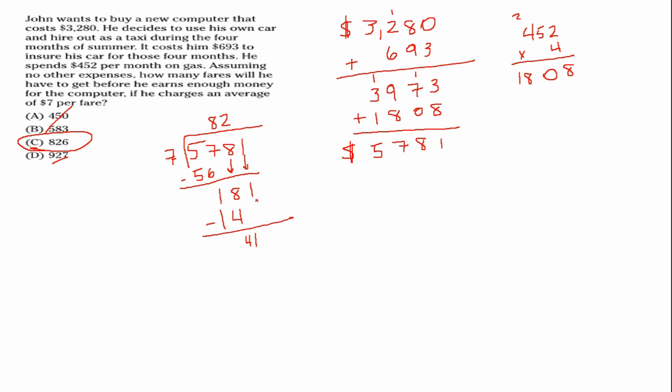Again, we already dropped down this 1. What times 7 will get us close to 41? That's going to be 5. That would get us 35. So we know this answer is going to be 825 and some amount of change. In other words, 826. Or 826 fares at $7 per fare will get him enough money to purchase the computer as well as the cost he incurs to save up for the computer. So the answer is C.